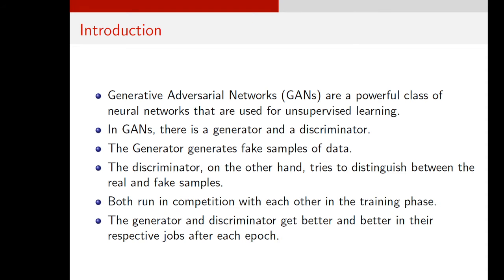GANs are a powerful class of neural networks that are used for unsupervised learning. A GAN consists of a generator and a discriminator. The generator produces the fake images. The discriminator tells whether the image is fake or not.